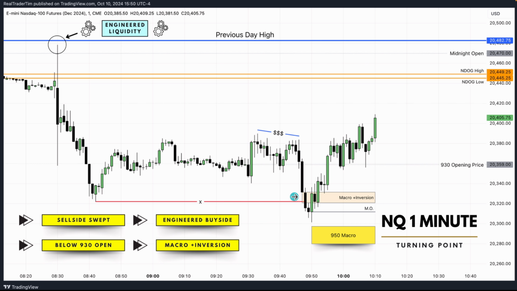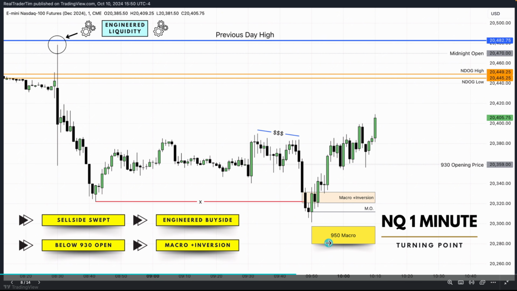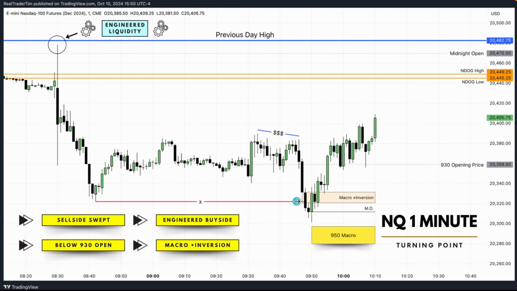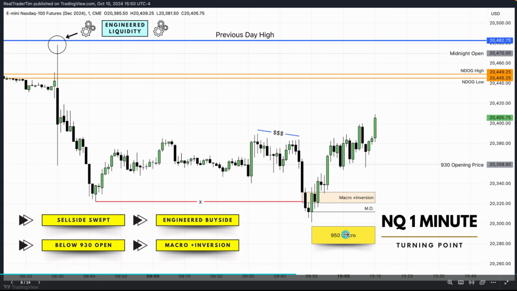Okay, so while we enter this macro time window, again, 9:50 to 10:10 a.m. Eastern time, you're saying, okay, we still have the engineered buy side here. You still have the engineered buy side all the way up here at yesterday's high. We have sell side swept. Now let's see if price starts to do what? Close above premium PD arrays as confirmation of a potential reversal. Okay. Higher significance because what? We're in that time window, right?